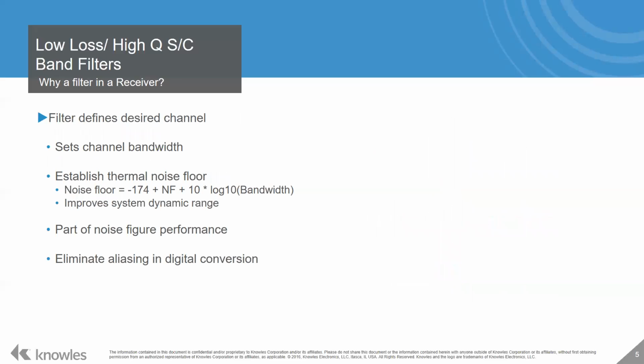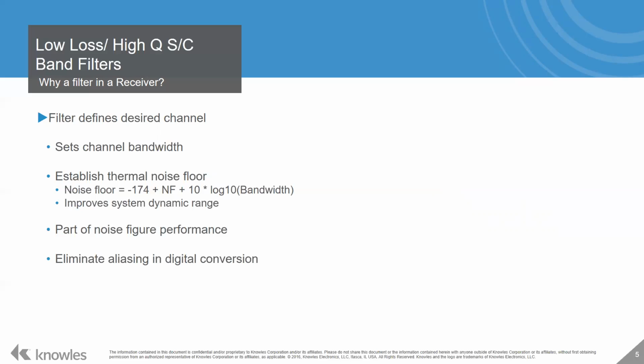So a filter in a receiver defines the desired channel. It sets the channel bandwidth. It establishes the thermal noise floor. It has an equation where the noise floor is equal to minus 174, which is the thermal noise floor, plus the noise figure of the channel, plus 10 times the log of the bandwidth of the channel.